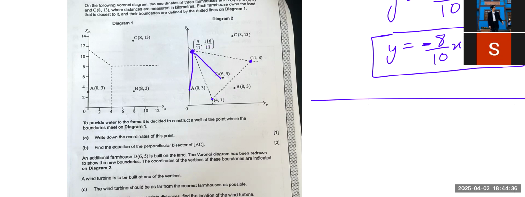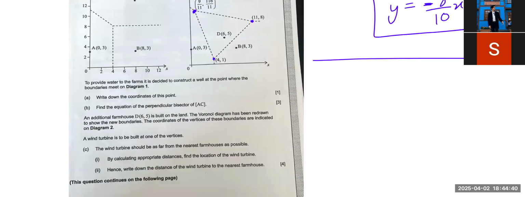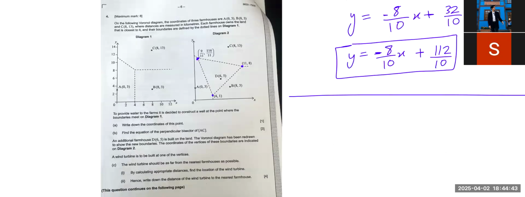But we obviously need to prove that. We can't just say, oh, it looks like it, because the examiner probably won't like that a lot. So what we're going to do is find out the distances from the nearest farmhouse in each of the three cases, okay?